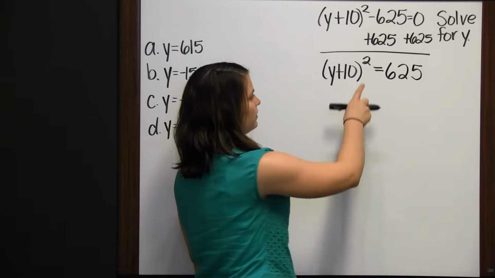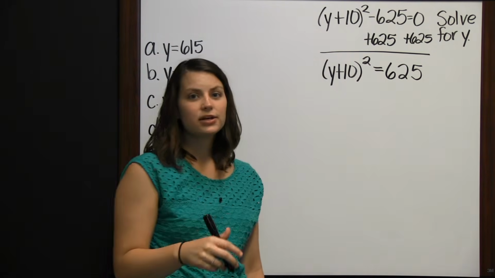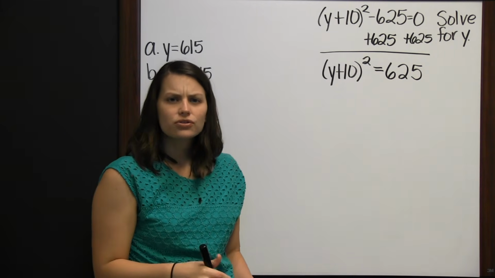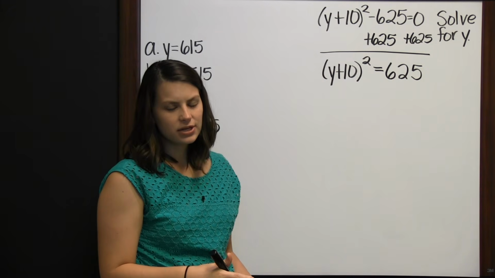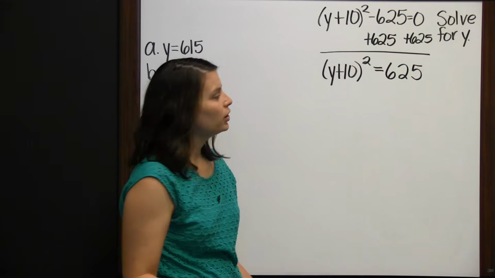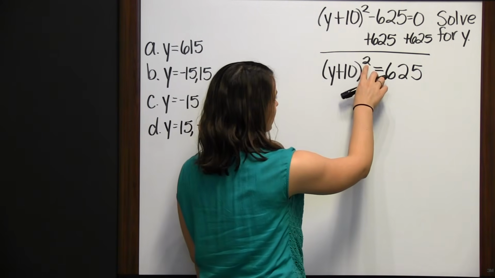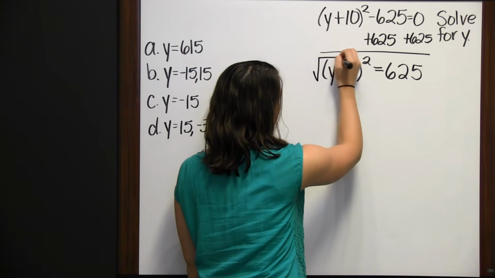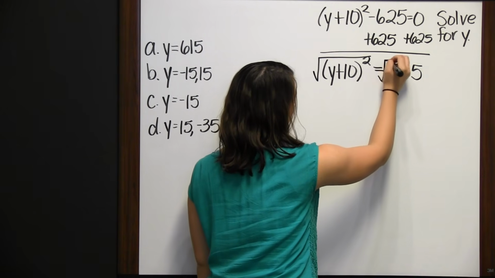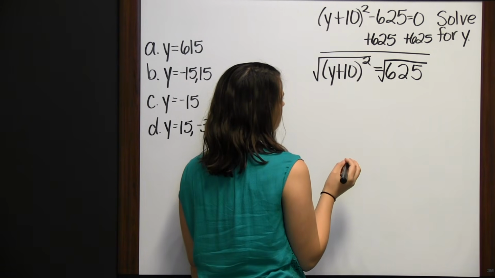Well, then we want to get rid of this squared because our y is kind of locked in those parentheses. So to unlock them, we want to do the opposite of squaring, which is square rooting. So we square root both sides.